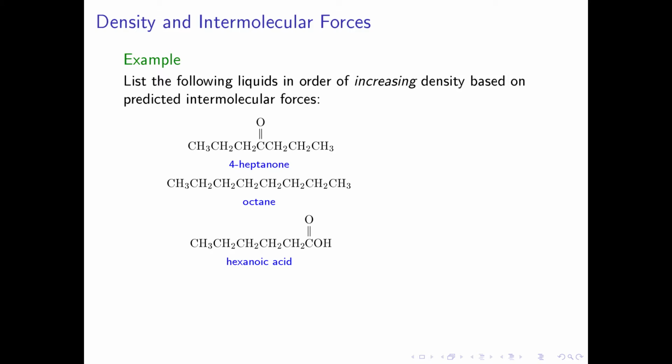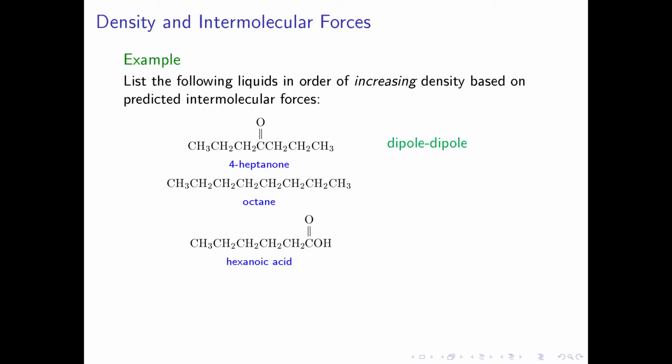We begin with 4-heptanone. The first question we ask is, are there any hydrogens bonded to oxygens, nitrogens, or fluorines? And in the case of 4-heptanone, there are not. Next, we consider if there are any permanent dipoles. Because we have a C double bond O group in the middle of the 4-heptanone molecule, we do indeed have a permanent dipole, and therefore the strongest force in 4-heptanone will be dipole-dipole interactions.